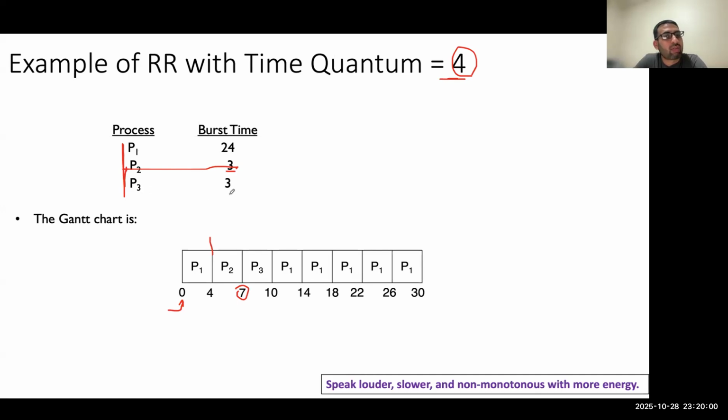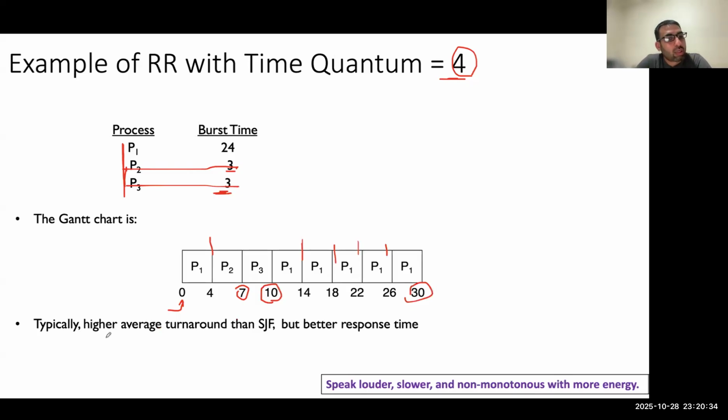Now P3 will run for 3 time units. So 7 plus 3, for one time quantum, but its actual burst time is less than one time quantum, which is 4. So it will complete at 10, right? And then this is also done. Then we will make the decision. So we'll allow P1 to run for 1 time quantum. So it runs from 10 to 14. And then again, there will be a context switch, again a context switch, context switch. And finally, at 30, your P1 will complete its execution.